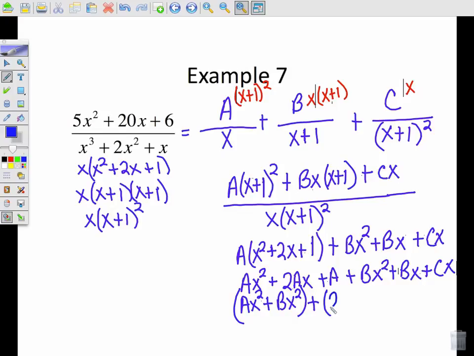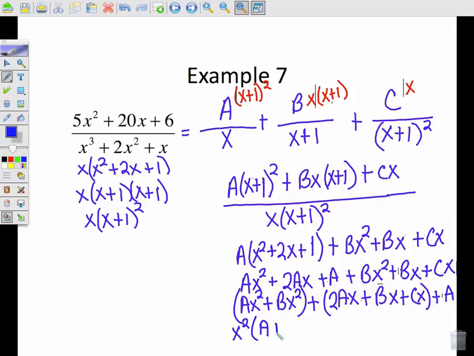I'm going to group all of my x's together. I've got 2ax plus bx plus cx. And then I've got my constant, and the only one that I have in there is plus a.